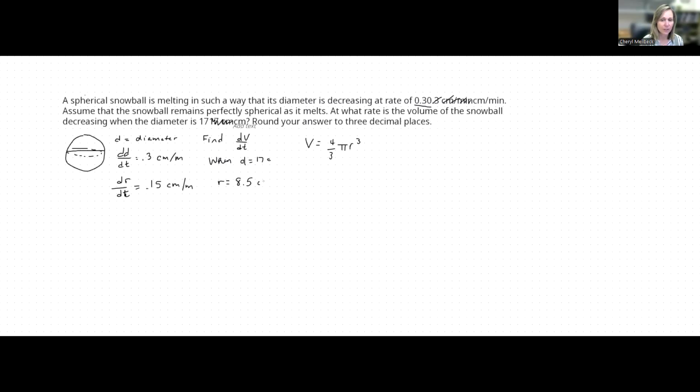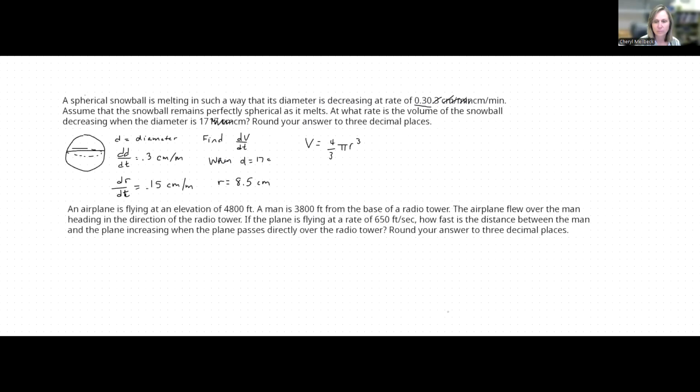And then you're going to go ahead and take the derivative here. You only have one variable, so it should be easy. You'll take the derivative implicitly and find the rate at which the volume of the snowball is decreasing. All right, that kind of helps you set it up, and that's what you want to do for every problem. Let's see how problem 2 looks.